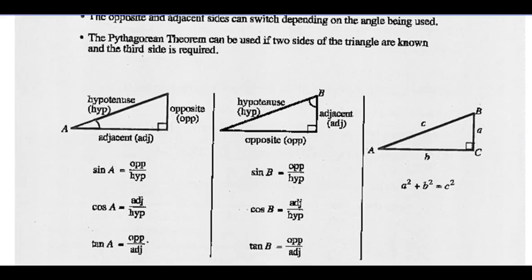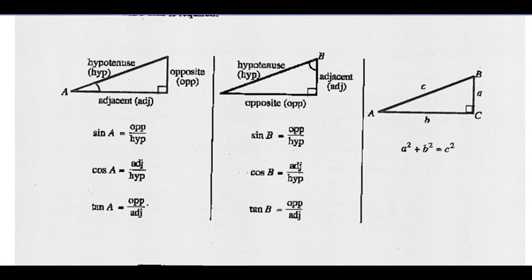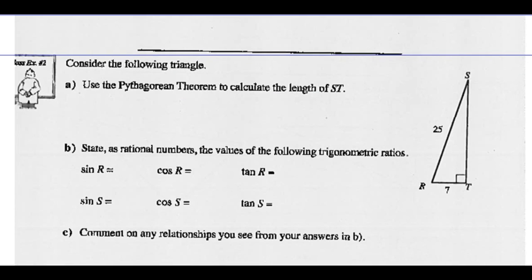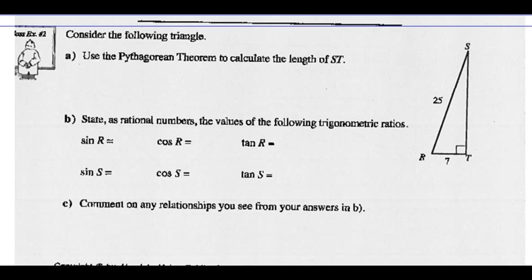Okay, so if we're looking from angle A, opposite over hypotenuse is sine, adjacent over hypotenuse is cosine, and opposite over adjacent is tangent. If we're looking from angle B, the ratios stay the same, but the sides relative to the triangle will be different. All right, and here we've got Pythagorean theorem. So we can use all that information. So example 2. Consider the following triangle.